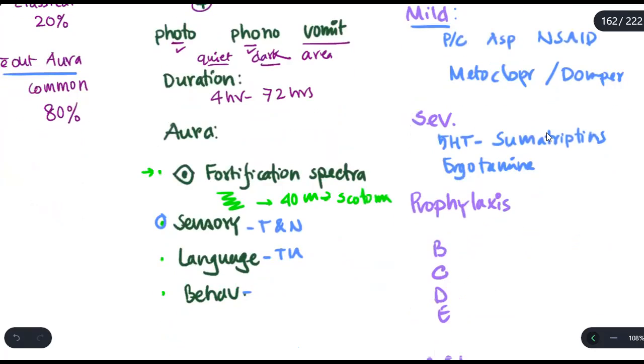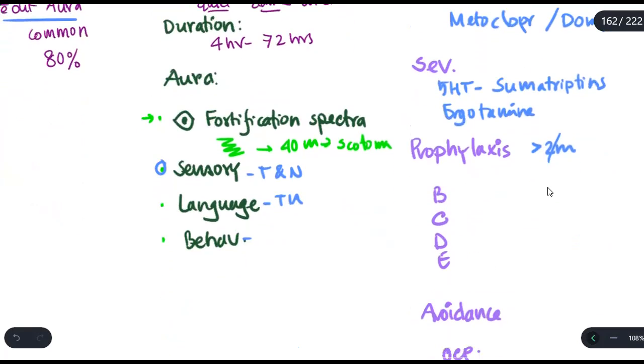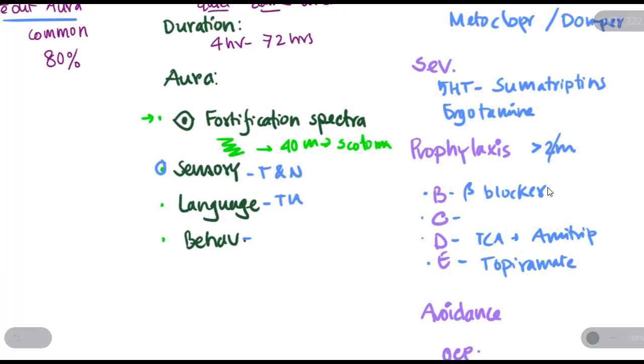Whenever a person has migraine headaches more than 2 times per month, then we have to consider prophylaxis. And for prophylactic treatment, we have 4 options: the B, C, D, E, sequential B, C, D, E. B is the beta blocker, and usually a non-selective beta blocker such as propranolol is used. C is the calcium channel blocker such as verapamil. D is the antidepressant such as TCAs. Common one is amitriptyline. And E is the anti-epileptic such as topiramate and valproate. Those are also used in the prophylaxis of migraine headache.